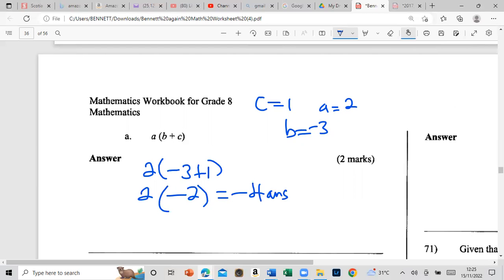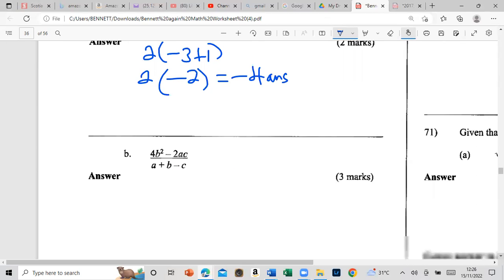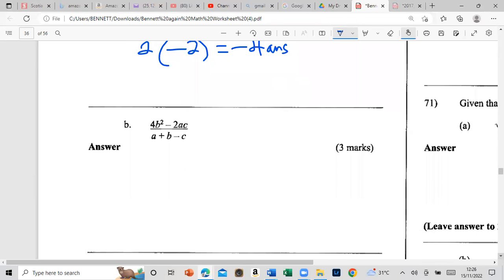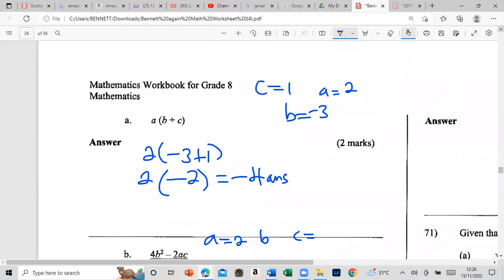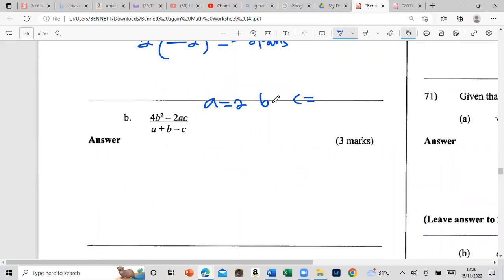Alright, so I was at 69, so we're on to 70 now. Oh, so we are supposed to do this one also. Alright, let's just put back the value of A, B, and C. A was what? 2. A of 2, C of 1, and B a negative 3. Right, so let's put things in perspective.